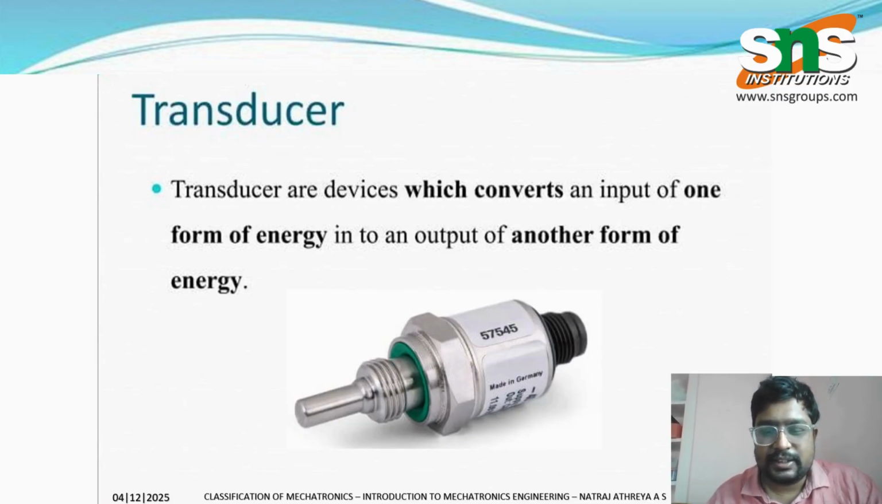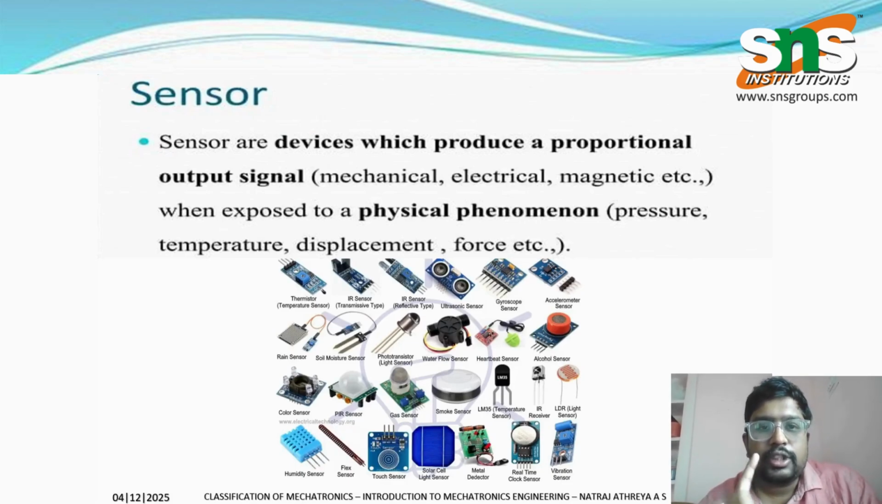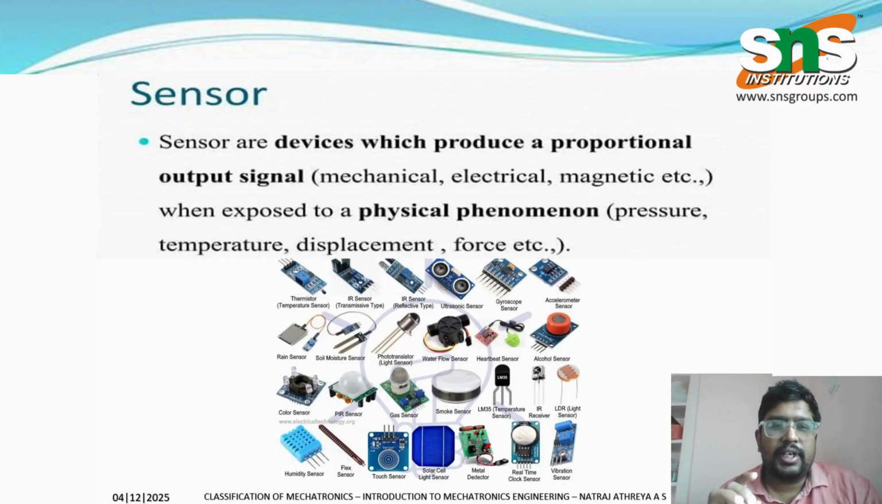Okay, we'll move to the sensors now. Sensors are devices which produce a proportional output signal when exposed to a phenomenon of that particular sensor's characteristic. Whenever there is a change in the physical phenomenon of interest of that sensor, the sensor should give an output signal that is proportional to that initial input value. It can also be a change in a chemical value as well.